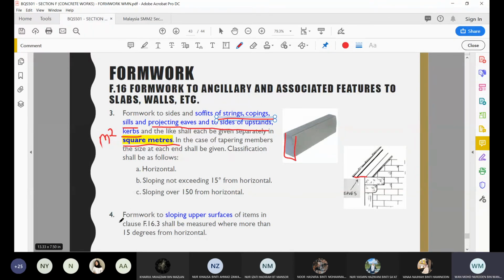Okay, number 4. Formwork to sloping upper surface of item in the clause F16.3. Okay, ada sloping kan di kawasan atas ni lah, F16.3 kan. Sloping upper surface in the clause F16.3 shall be measured where more than 15 degrees from horizontal. Kita buat coping, tapi kat atas ni ada slab, ada certain degrees, lebih daripada 15 degrees. Okay.